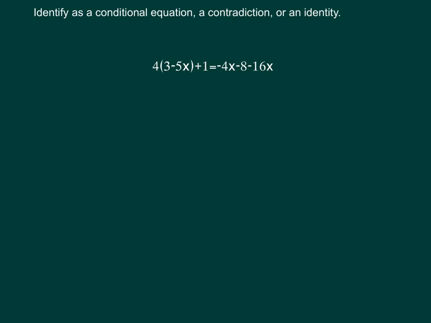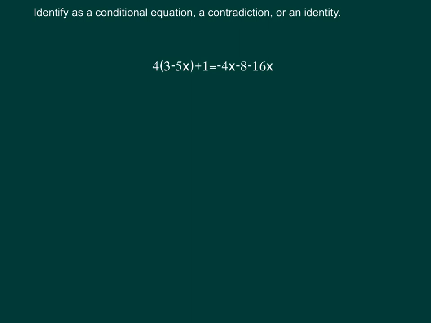So we have to identify this equation as either being conditional, a contradiction, or an identity. Recall that conditional means that it's just kind of like a regular equation that you've seen for a while. It has one solution, a number answer, like you'll get to the end, x equals -2. A contradiction means that we have no solutions. We can plug in no number for x that would work.